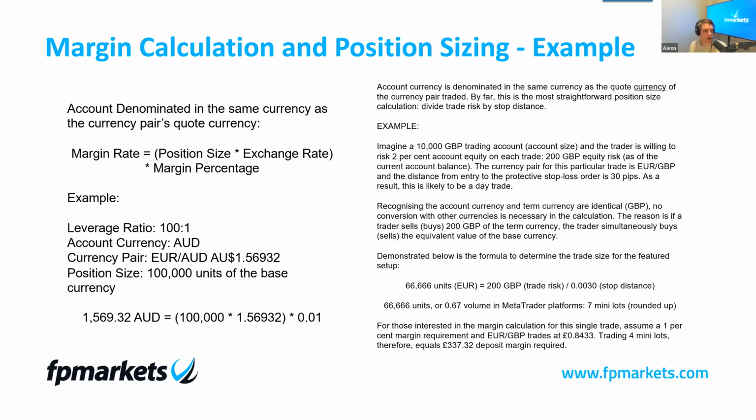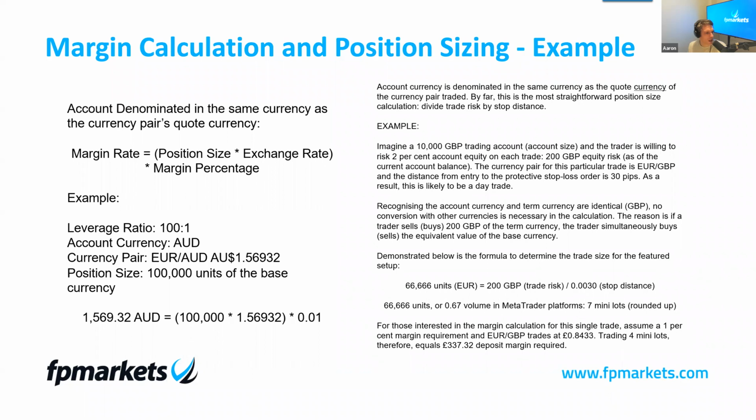For those interested in the margin calculation for this single trade, assume a 1% margin requirement. Assume we're trading with a leverage of 100 to 1, and the euro pound trades at 0.8433. Remember, for the margin calculation, when we're looking at accounts denominated in the same currency as the currency pair's quote currency, we do require all of this information. Hence, we require the currency pair's quotation, which we have here, 0.8433, and we're trading 4 mini lots.